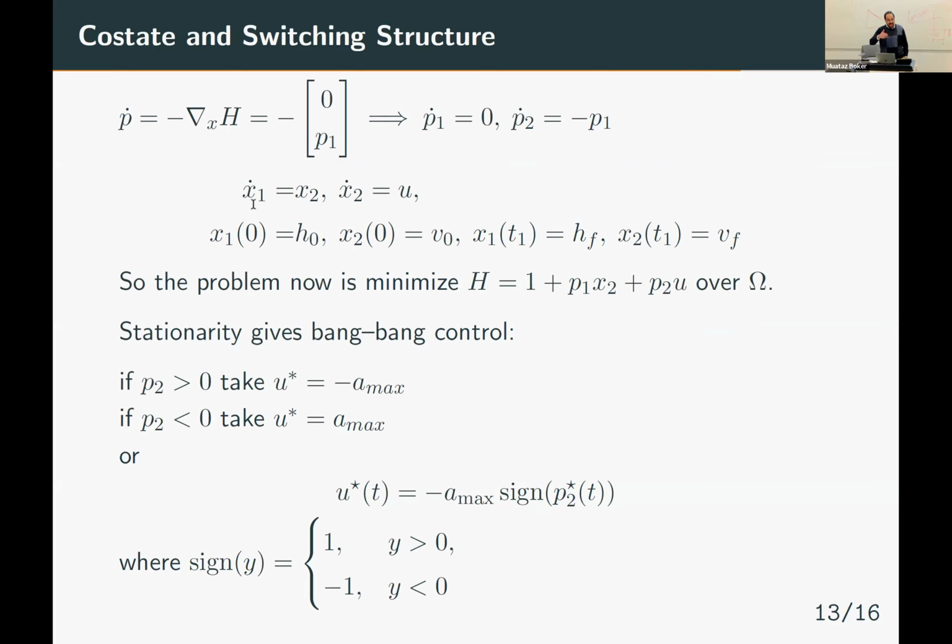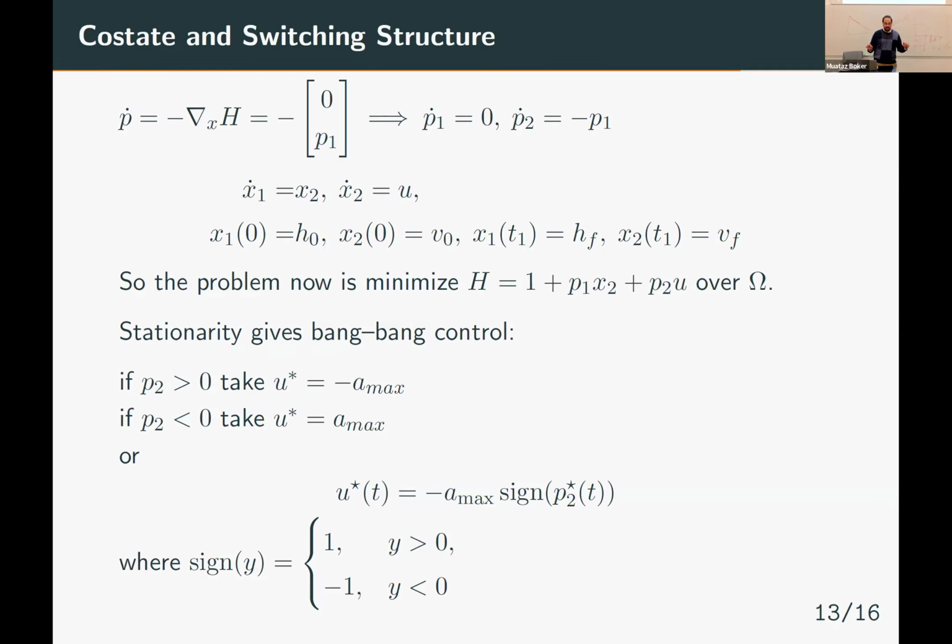Add that to the dynamics of the system, x1 dot is equal to x2, x2 dot is equal to u. Add that to the boundary conditions: 4 boundary conditions for 4 differential equations. We end up with the whole thing here. This is what we call the Hamiltonian system. We are now halfway there. We are not there yet.